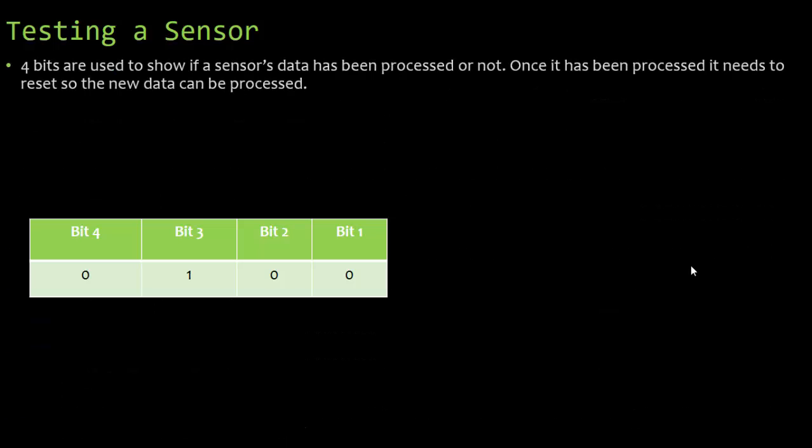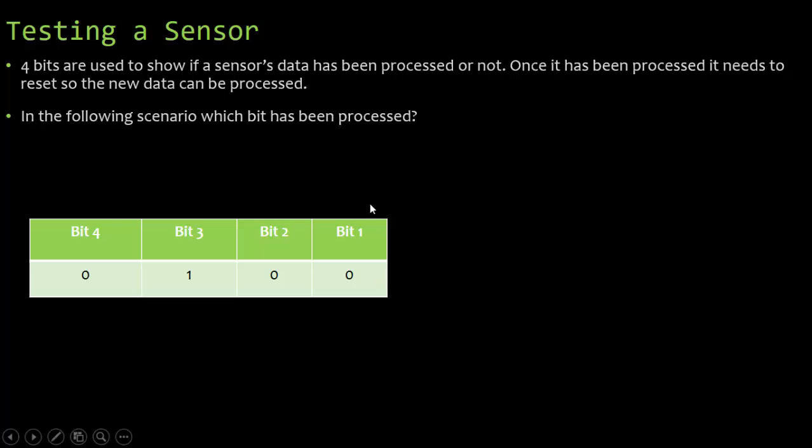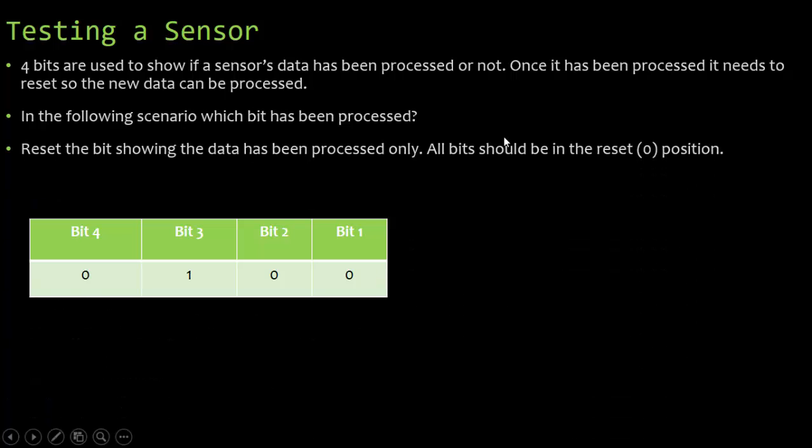What about testing a sensor? Well, we have to do XOR. So 4 bits are used to show if a sensor's data has been processed or not. Once it has been processed, it needs to reset so the new data can be processed. In the following scenario, which bit has been processed? When we look at our data, we can see that bit 3 has been processed. And when we reset the bit showing the data has been processed, we need to make sure we affect that bit only. All bits should be in the reset position.